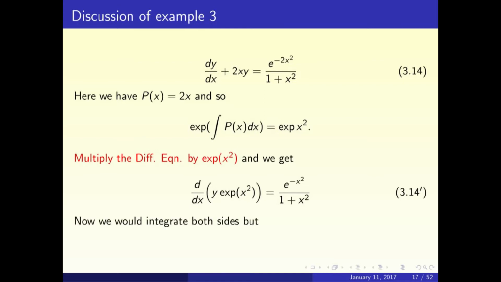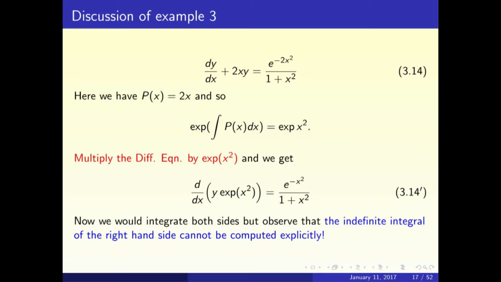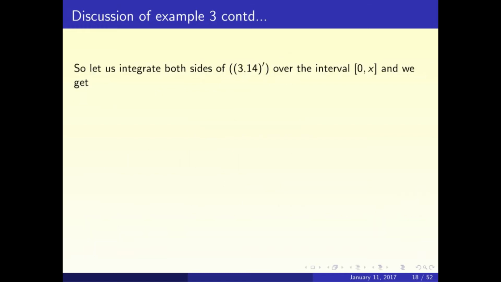So we do that. We could integrate both sides, but there is one small problem. The integral on the right hand side cannot be computed in closed form. You cannot calculate the indefinite integral of e to the power minus x squared upon 1 plus x squared explicitly. So what do we have to do? We have to settle for definite integrals. That's all we can do. We must use definite integrals. So let's do the following. Let us integrate both sides of equation 3.14 prime over the interval 0 to x.